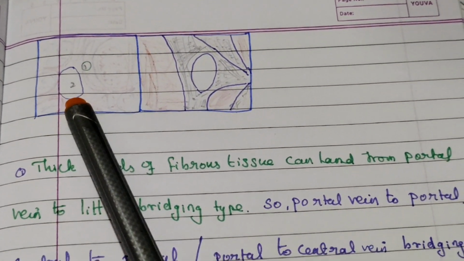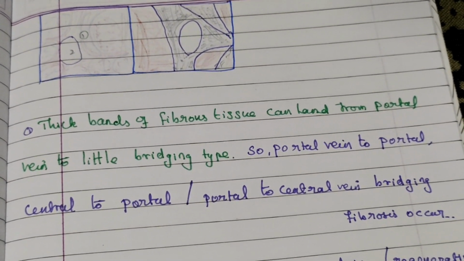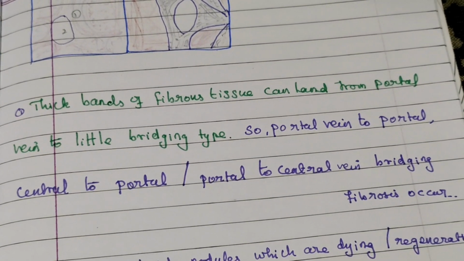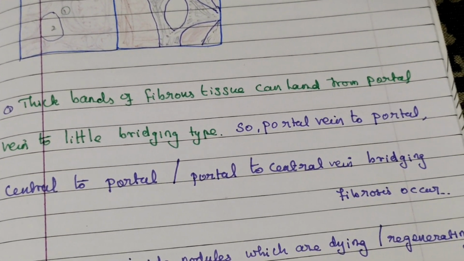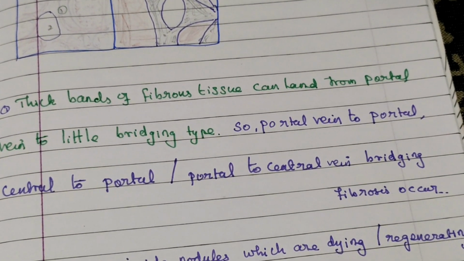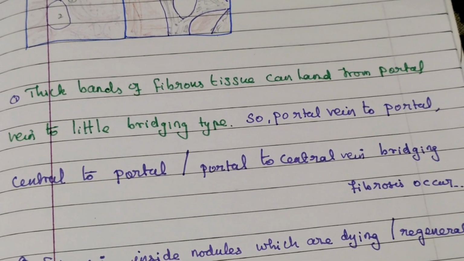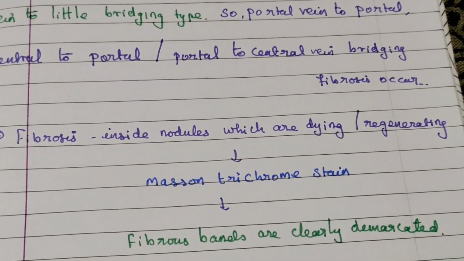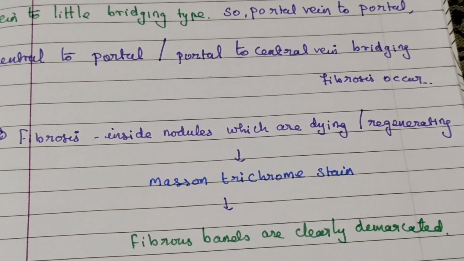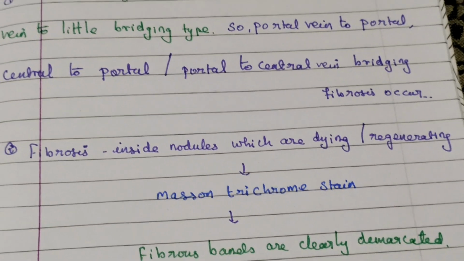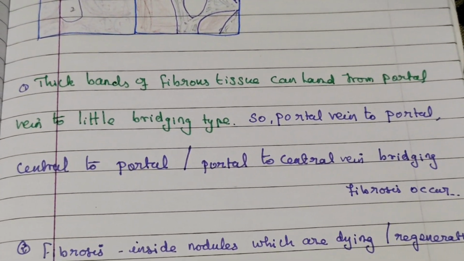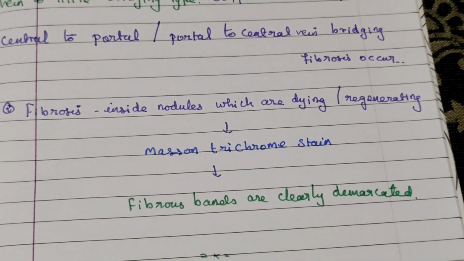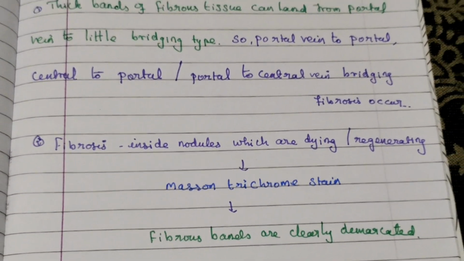Then we can find these nodules, nodules of hepatocytes which are dying and which are regenerating. We can also use a special stain to see the fibrosis. With Masson trichrome stain, you can see the fibrous band very clearly demarcated by the stain. So this is the histology of cirrhosis. So this is all about cirrhosis.